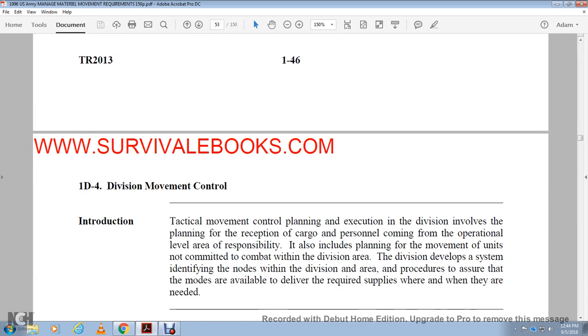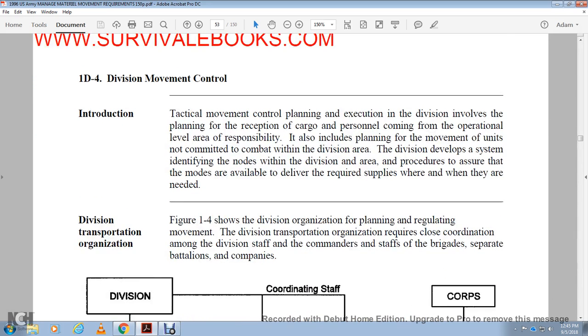1D4 Division Movement Control. Tactical movement, controlling, planning, execution. The division is involved with the planning and reception of the cargo and the personnel coming from the operational level. The responsibility includes planning the movement of the units not committed with the command combat division area. The division develops the system and identifies the nodes of the division area. The procedure ensures that the modes available deliver the required supplies when and where they are needed.